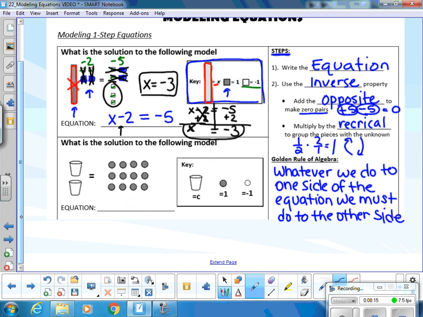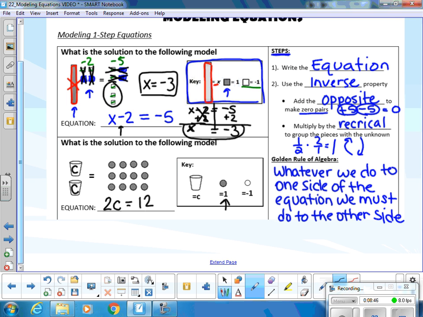Now if we look at our next model, this one says I've got 2 of these cups over here, and each cup is a C. So here's a C and here's a C. So how many C's do I have? I have 2 C's. And then I have 1, 2, 3, 4, 5, 6, 7, 8, 9, 10, 11, 12 on this side. I look over here to my key, and they're dark circles, so that means they're a positive 12.